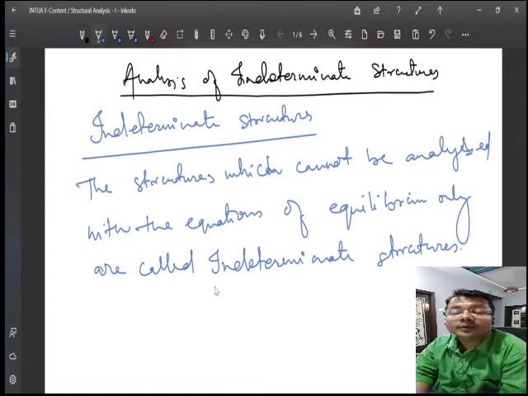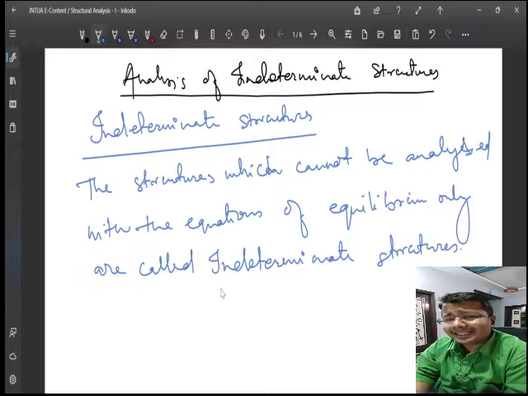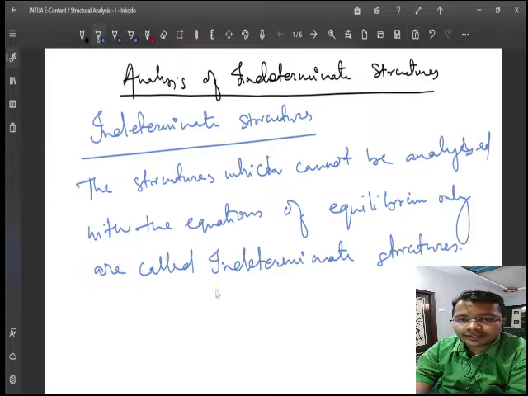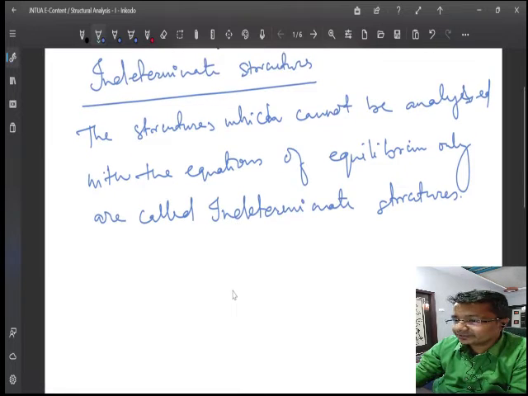Okay, now this indeterminacy of structure can be classified into two major categories. First one is the static indeterminacy and the second one is kinematic indeterminacy. And again, the static indeterminacy can be further classified into internal indeterminacy and external indeterminacy. So let's jot it down.